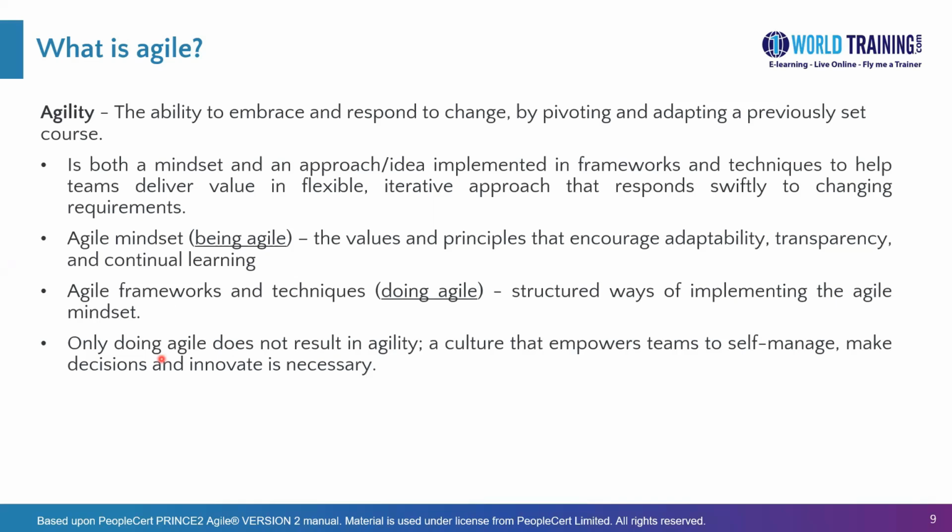And that's because only doing agile does not result in agility. A culture of agility is more important, which is about empowering people and teams to self-manage, self-direct. What that means is they should be able to plan themselves, make decisions themselves, provided they are given a boundary of what the user needs. And that helps them innovate as well.